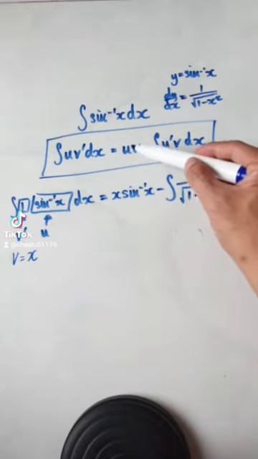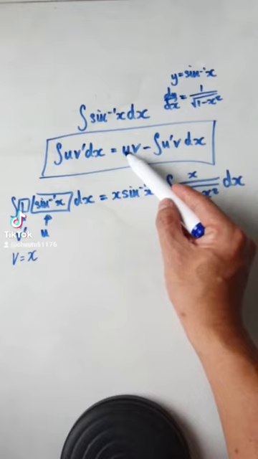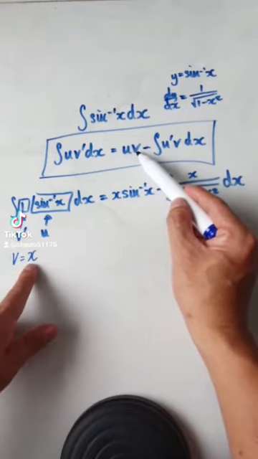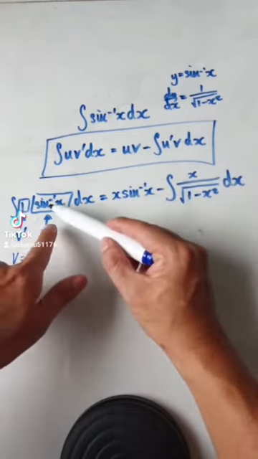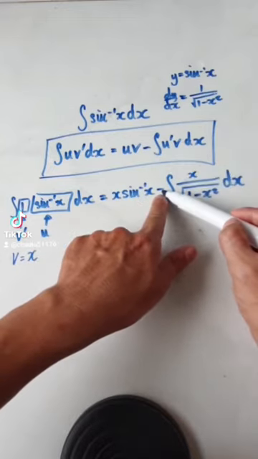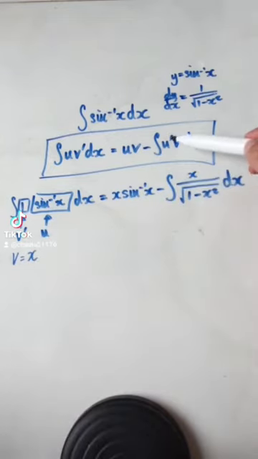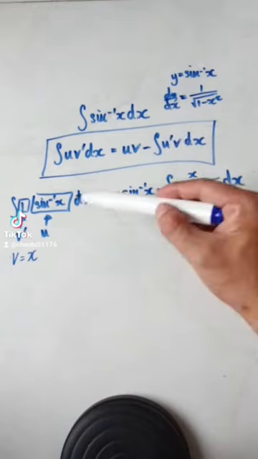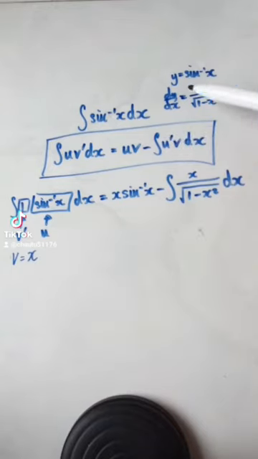So now we can just follow this formula. Get u times v. Remember, v is x, and u is simply inverse sine of x. And then take away u prime times v. So remember, v is x times u prime. That will then give us this. So now it's just a matter of us integrating this.